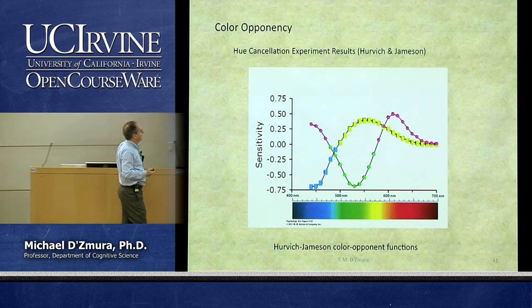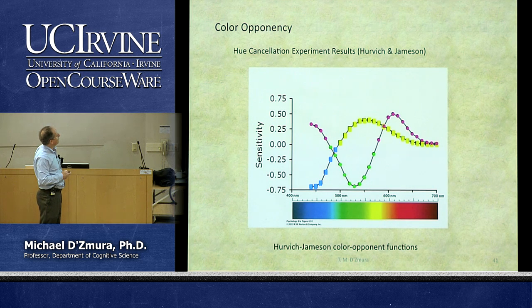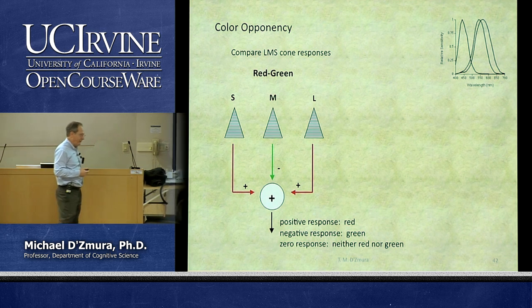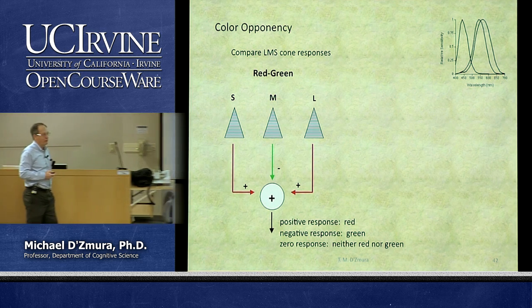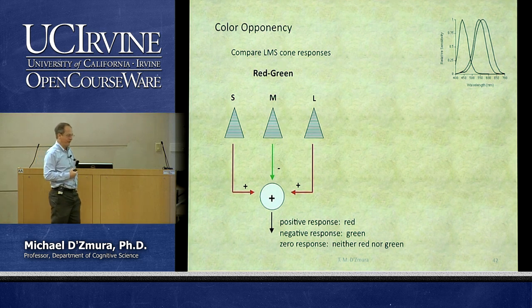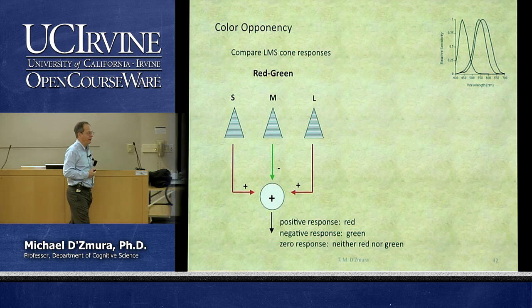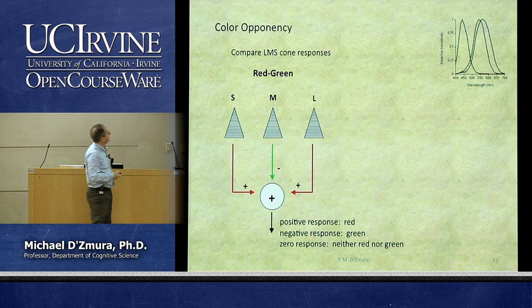So these are Hurvich and Jameson's color opponent functions, and that's how they measured them. What we want to do is understand where they come from. The current thinking is that cone photoreceptor responses are compared to produce a second stage of color processing, and it is the responses of the second stage color sensitive cells that are responsible for color opponent appearance. So let's consider red versus green, this particular pair of opponent colors.